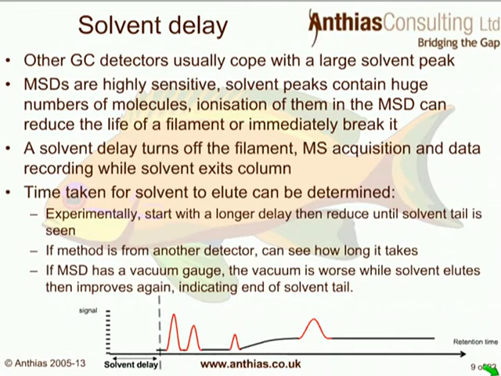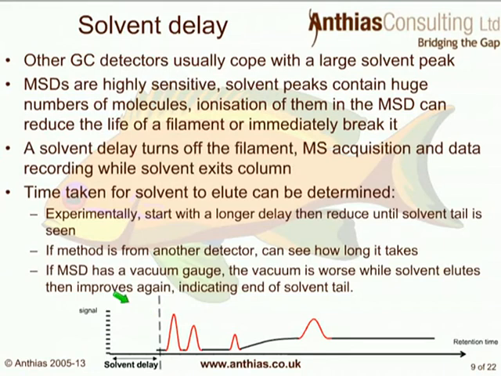If we're transferring the method from a GC with a different detector across to our GCMS, we could have a look at the peak width and see approximately how long it takes. But also, if we have a mass spectrometer where we can see the vacuum gauge, when the solvent goes through the mass spectrometer, the vacuum gets worse. And then as the solvent starts to reduce down again, through the solvent tail, it will start to improve the vacuum again. This will then show us the end of the solvent delay time.